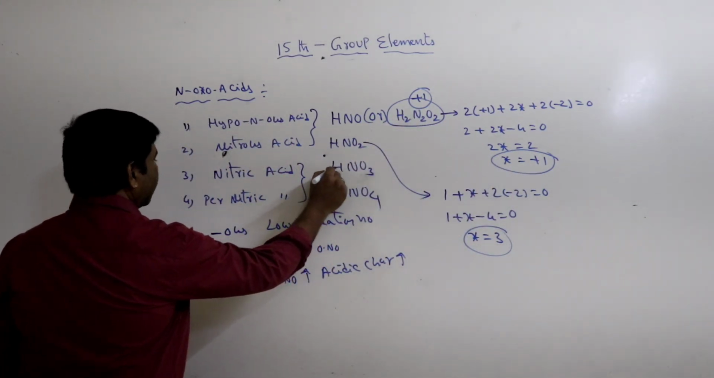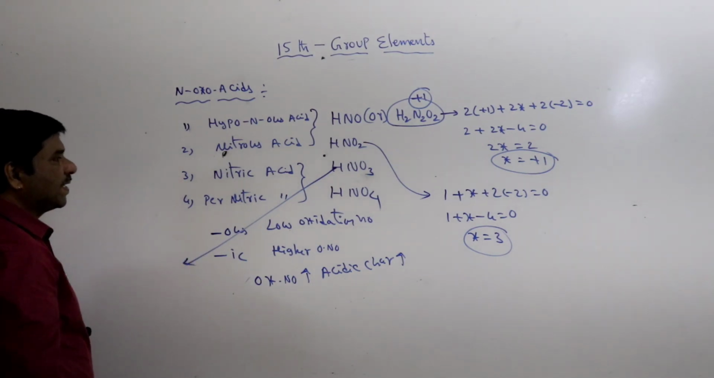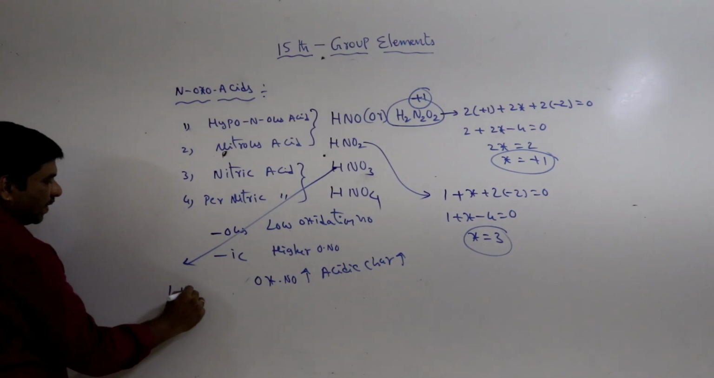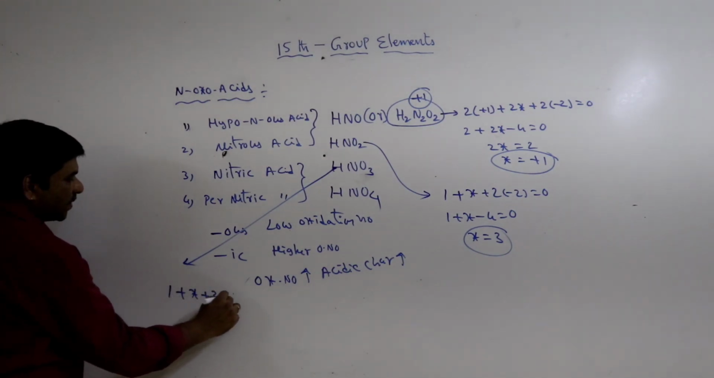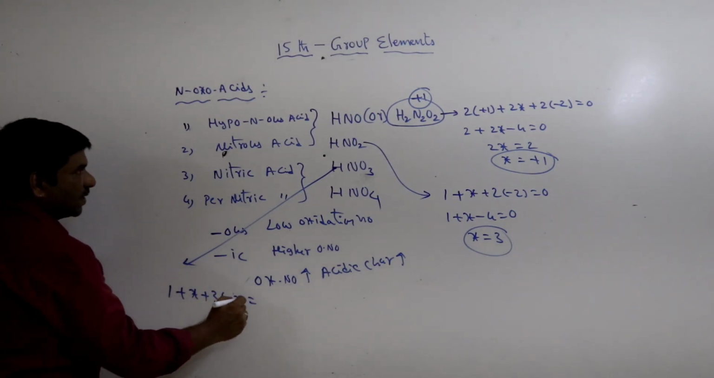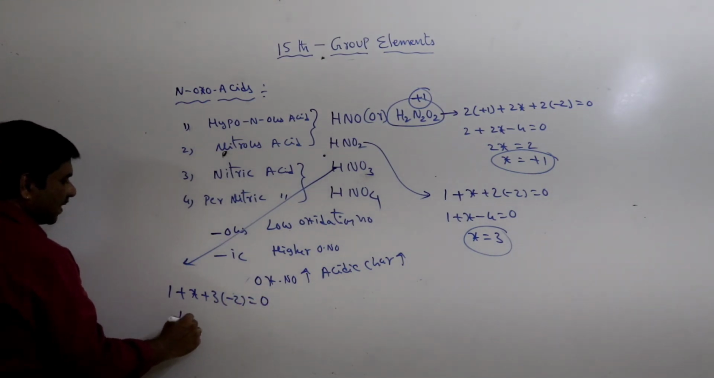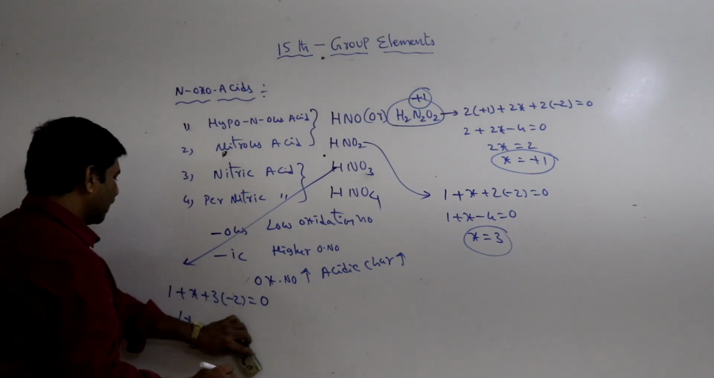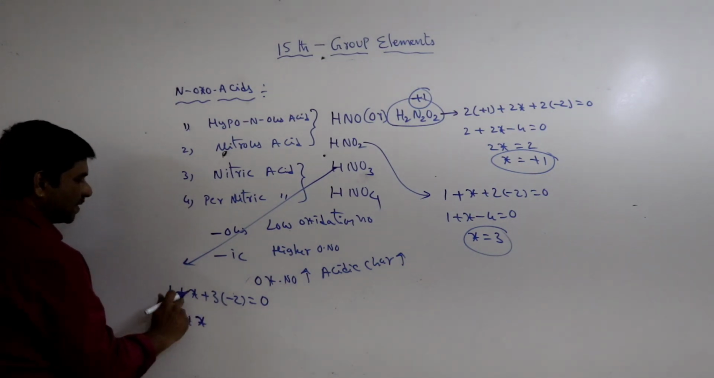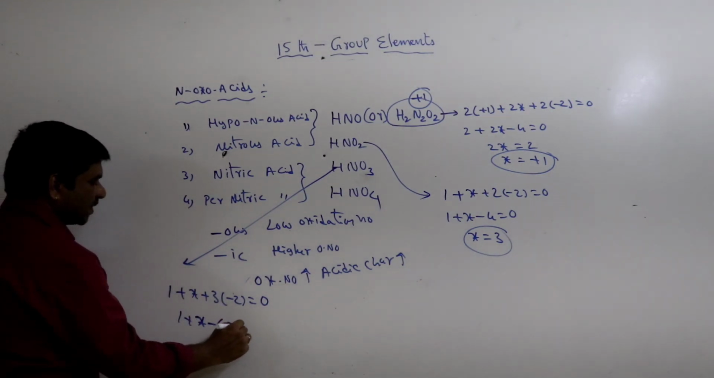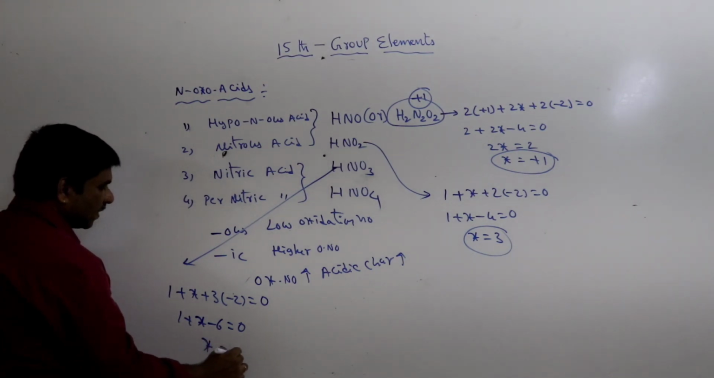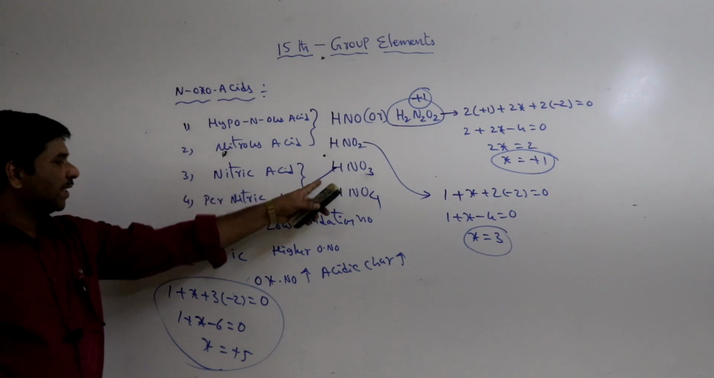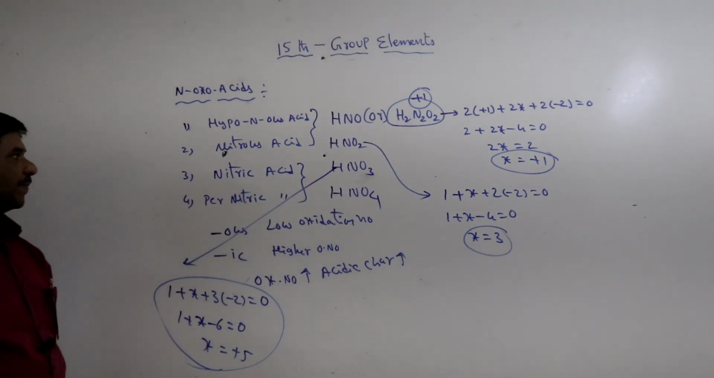Next, nitric acid. In nitric acid, hydrogen is 1, nitrogen x, 3 into oxygen minus 2 is equal to 0. 1 plus x minus 6 is equal to 0. x is equal to +5. So here nitrogen oxidation number is +5.